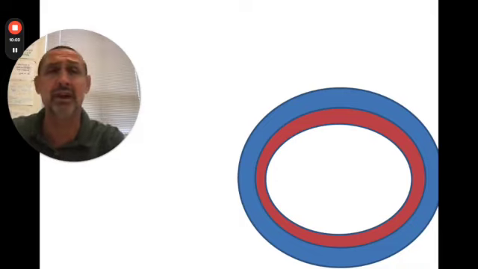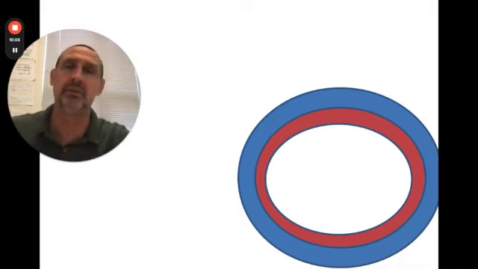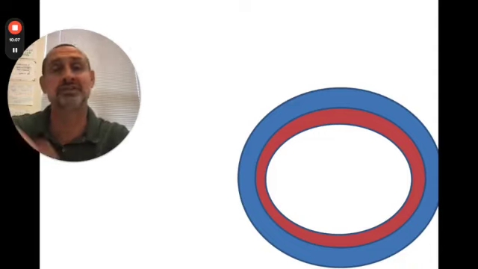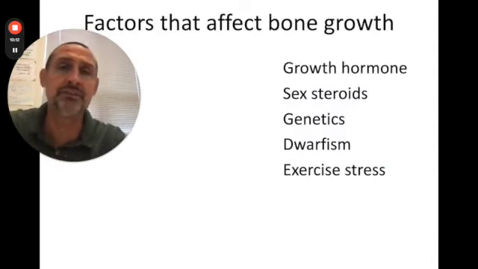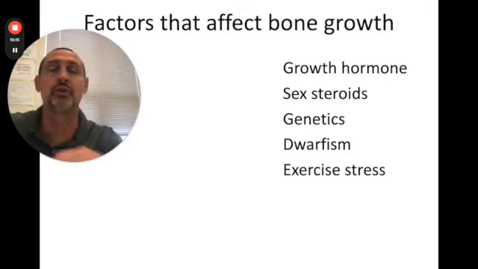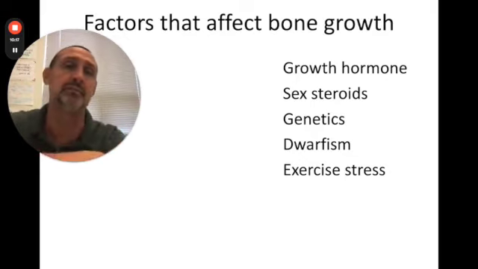Otherwise, your bones would be too heavy. If they were all dense, compact bone, it would be way too heavy. But because they're spongy bone, it keeps them strong but light. There are some factors that can influence bone growth. Hormones do, so growth hormone affects all cells, causing the body to grow.